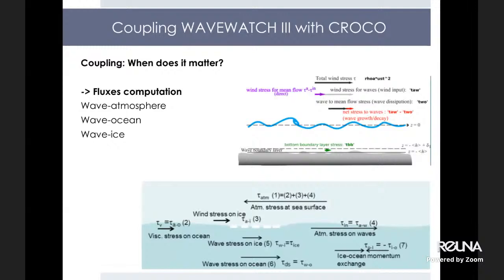Then for computation of all the wave fluxes, of course, it matters. And when we have really chaotic or changing sea states, it's important to take into account for computing the momentum flux at the Earth interface, heat flux, and when accounting for interaction with sea ice.